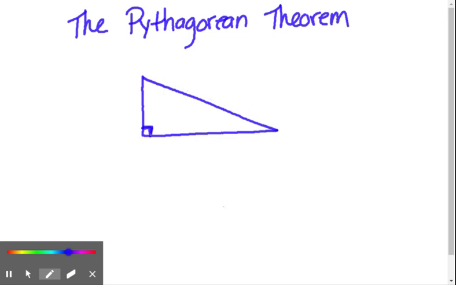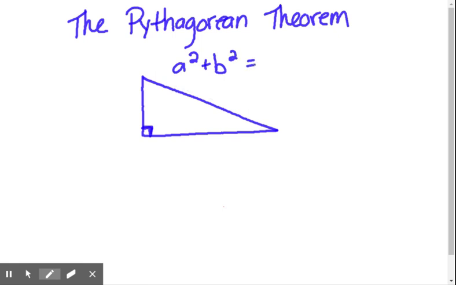We're going to take a look at the Pythagorean Theorem, what it is, what it means, and what we use it for. The Pythagorean Theorem has everything to do with right triangles, and it says that a squared plus b squared equals c squared, where a and b are either of your two legs, it doesn't matter which one's which, and c is your hypotenuse.